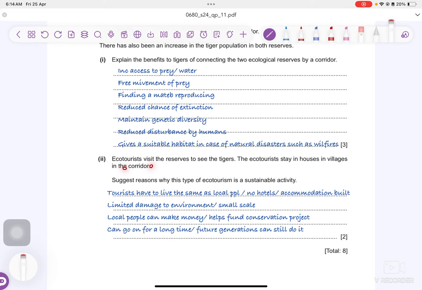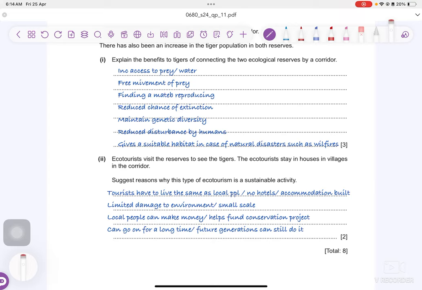Ecotourists visit the reserve to see the tigers. The ecotourists stay in houses in village. What is ecotourism? Ecotourism is when the people are living or interacting with the environment they go to. Okay, like in this case, they are kind of living among the tigers. Okay, not exactly, but like they're nearby. So if they sat in their homes or something, they might see tigers at distance. Okay, this is the point.